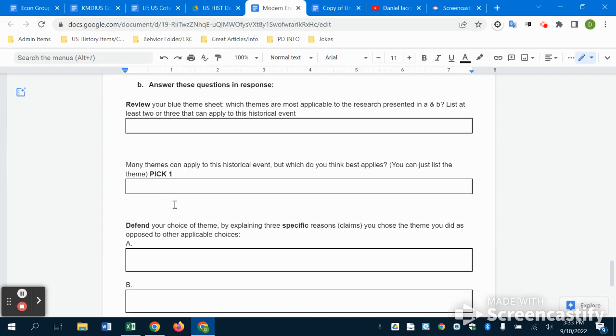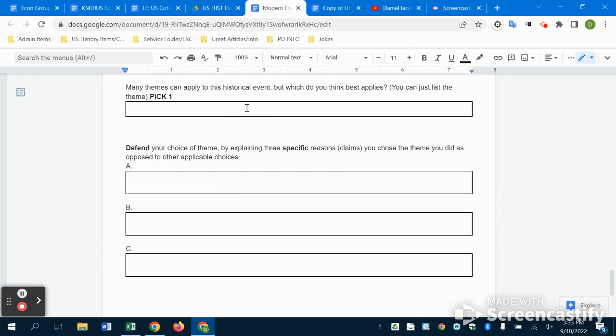All right, so down here, you're going to do the same thing, okay? Pick a couple of the themes you think this might be related to. Then here, you're going to choose the one theme you're going to defend. Now here, pick 3 pieces of evidence in your own words and state them clearly and explain why they support your choice of theme.